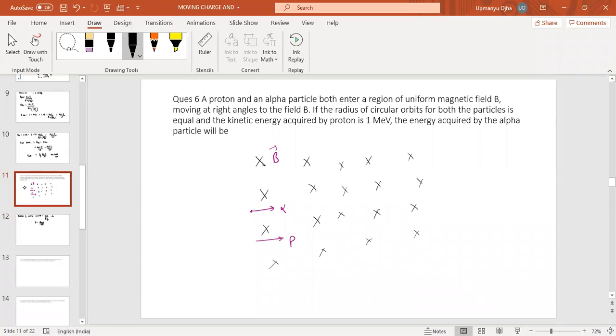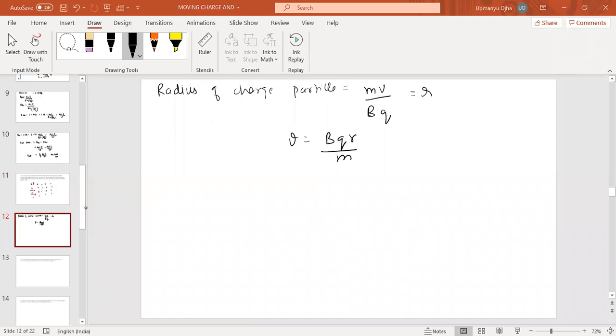Okay, so the velocity of the charged particle will be bqr by m. Okay, fine. So I think this we have studied. The radius of the charged particle will be mv by bq, and this bqr by m is the velocity of the charged particle.